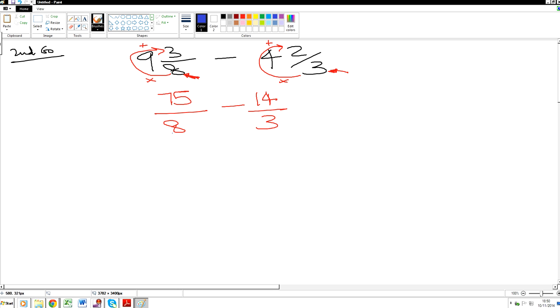You have to times the 8 by 3, first one, and then 3 times by 8. So you multiply each denominator by the other denominator. And whatever you do to the bottom, you do to the top. So we have 3 times by 75: 225. That's 3 times by 70 is 210, plus another 15 is 225.